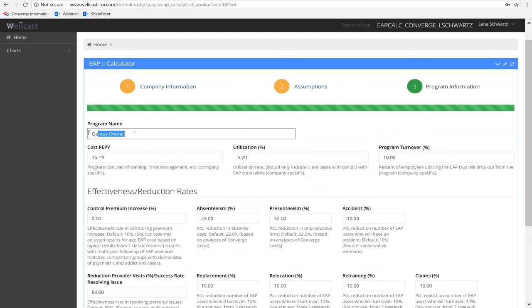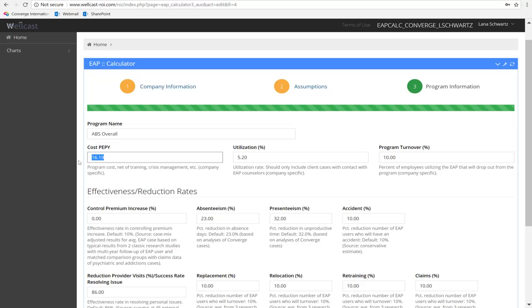So here we have our program name. We would call this one ABS overall, or just ABS, whatever you prefer. We also have to input some data in here. This is the per employee per year cost for having a program in place.